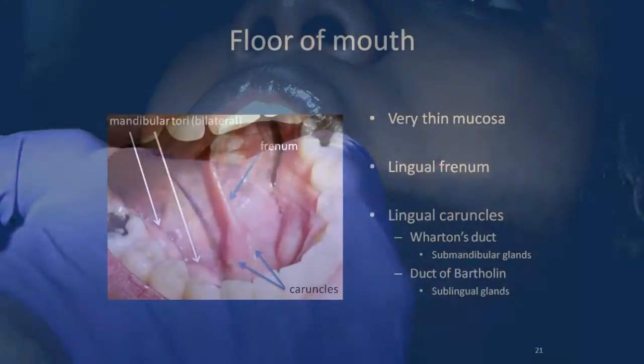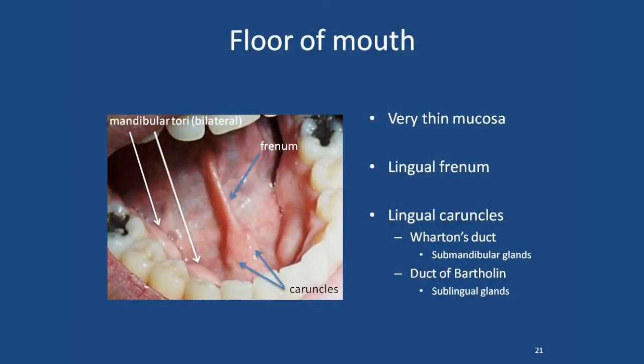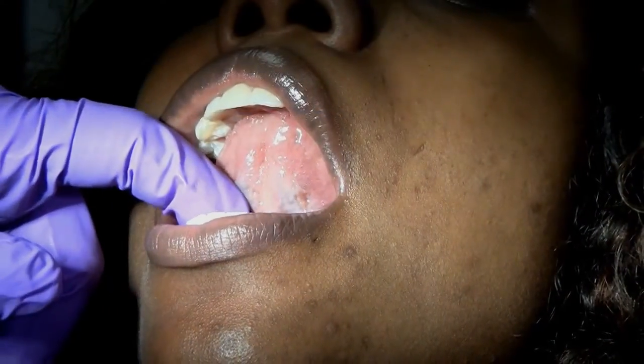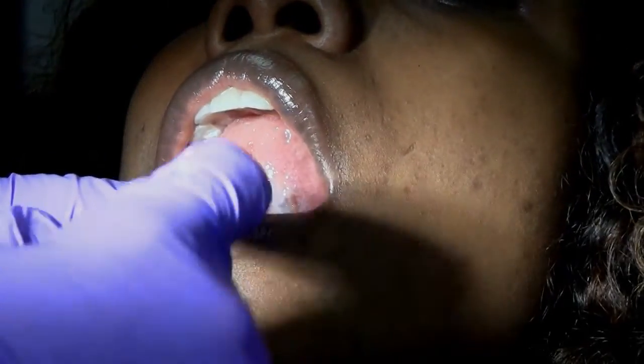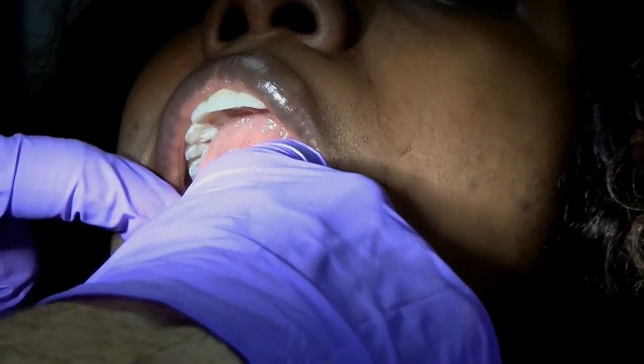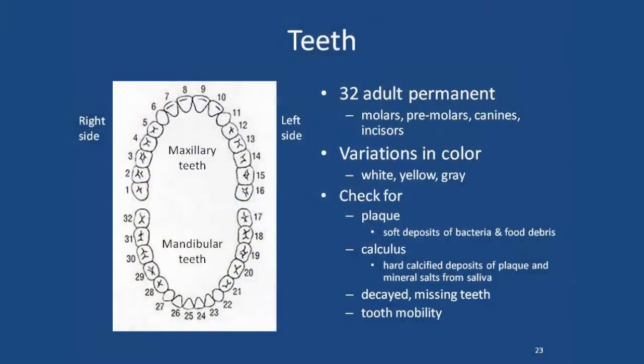And then we'll look underneath the tongue, ask the patient to stick their tongue to the roof of their mouth, up on the inside. There we go. And we'll note the underside of the tongue, very thin mucosa, so we can see a lot of vasculature there. We can take note of the lingual caruncles, which house the exits from the submandibular and sublingual glands, Wharton's and Bartholin's. And then the last thing we'll want to do is check out the teeth and gums themselves.